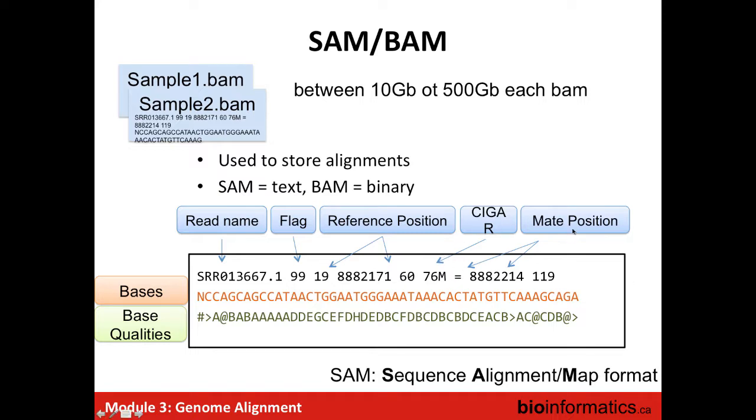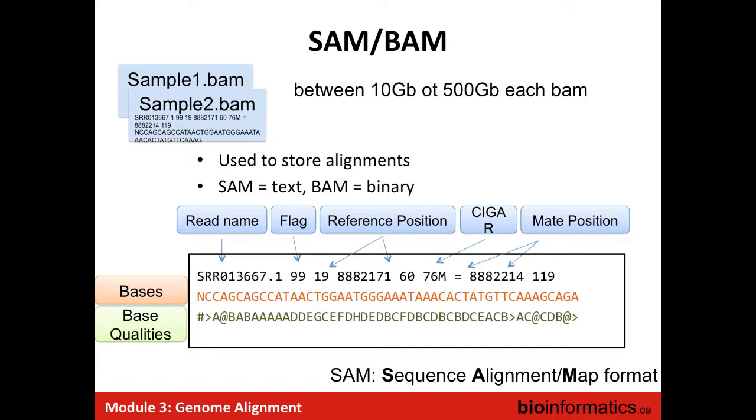Then you have the information about the mate, if you have a mate. If you have an equals sign, that means the mate is mapped on the same chromosome. And you have the position where the mate starts, and the insert size, the distance between the two ends of the reads. Then you have the sequence, the base quality, and then another set of fields that is aligner dependent. Usually you will have the read group and other metrics, which, as I said, are aligner dependent.